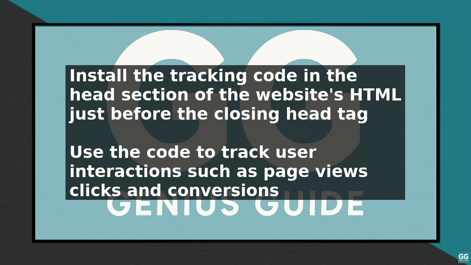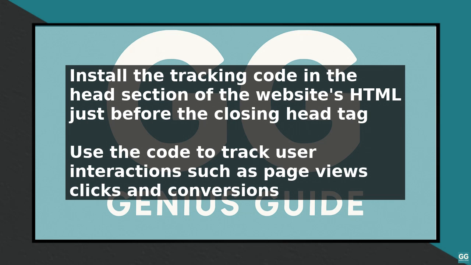The Google Analytics tracking code is typically installed in the head section of your website's HTML, just before the closing head tag. This code is responsible for tracking user interactions, such as page views, clicks, and conversions. It works by sending data to Google Analytics servers, which then processes and stores the data for analysis.